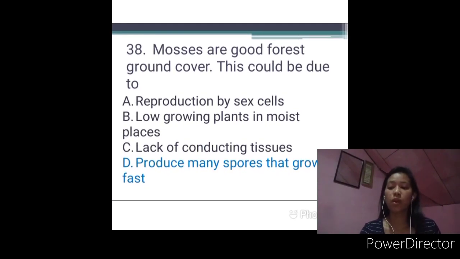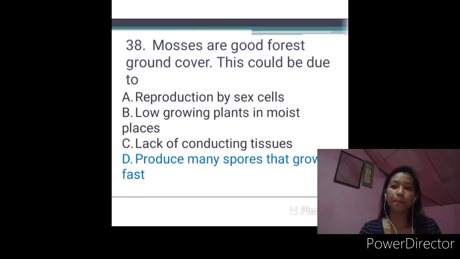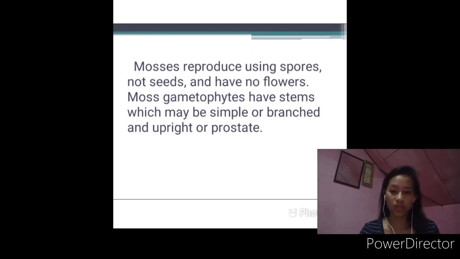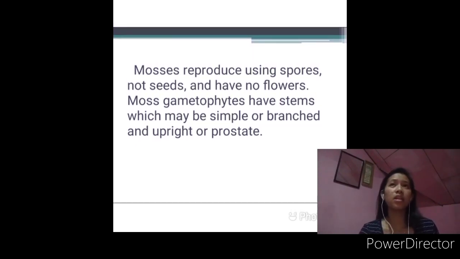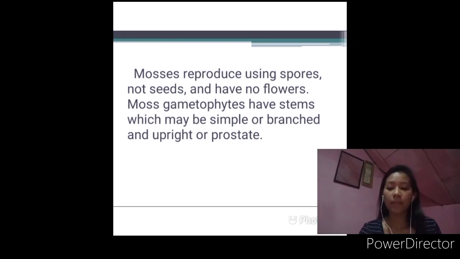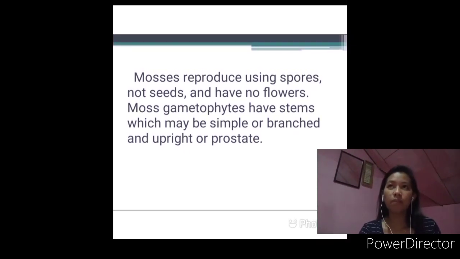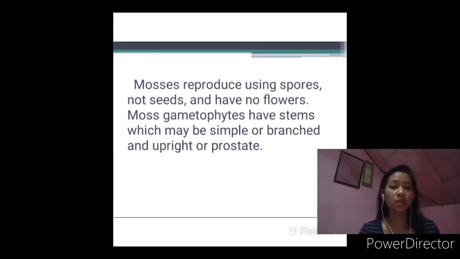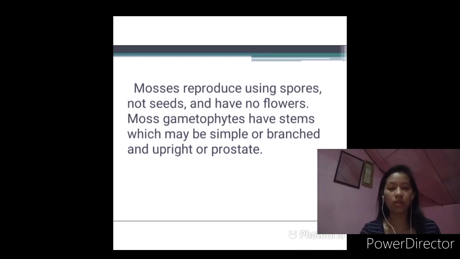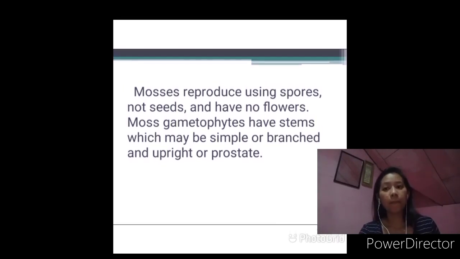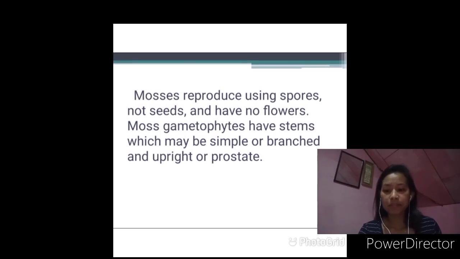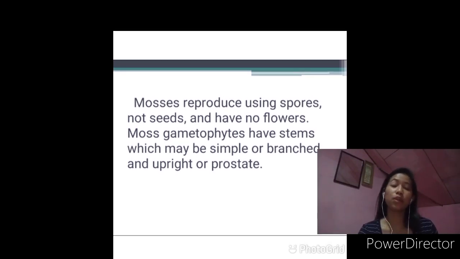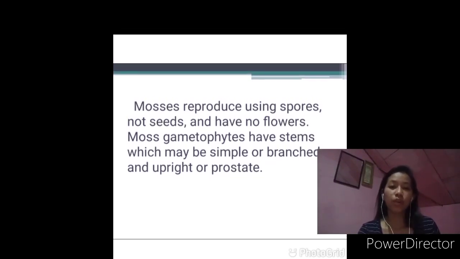It produces many spores that grow fast because mosses use only spores, not seeds, and mosses don't have flowers. Moss gametophytes have stems, though these mosses have stems, but they don't have flowers and seeds. They only use spores to multiply, and this also supports the branch, upright or prostrate, for growing.